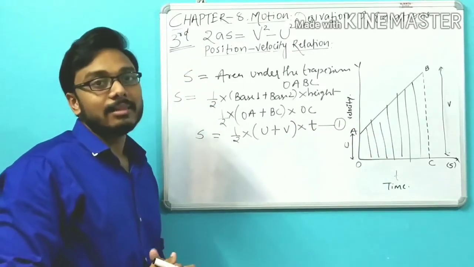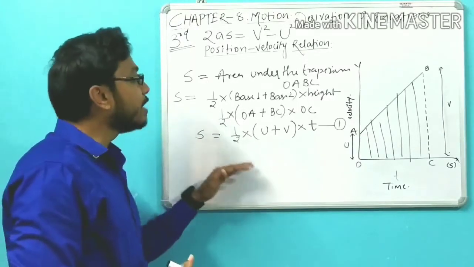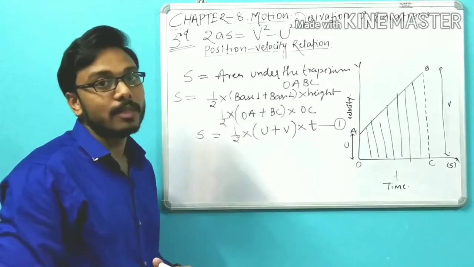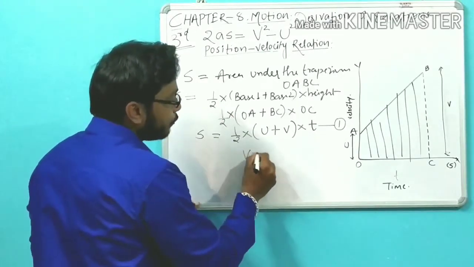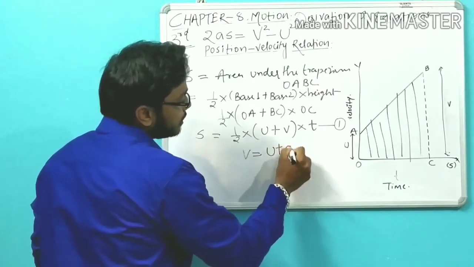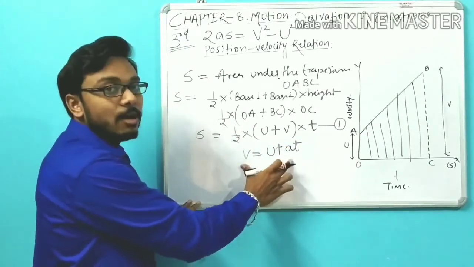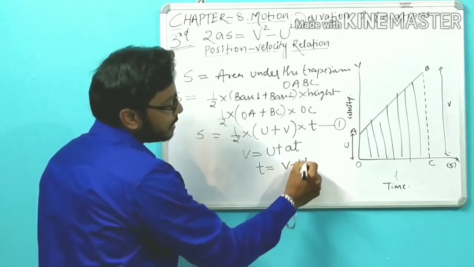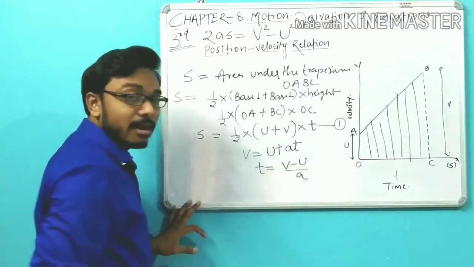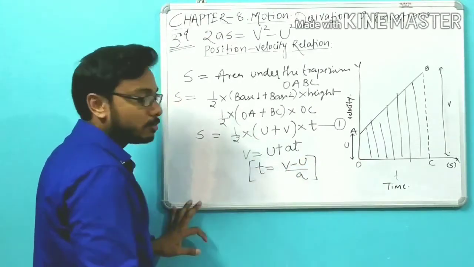Now we'll take the help of the first equation of motion for arriving at our third equation of motion. So what was the first equation of motion? That is v equals u plus at. And from here we will get the value of t. t will be equal to (v minus u) by a. Correct. So here we have got the value of t also.